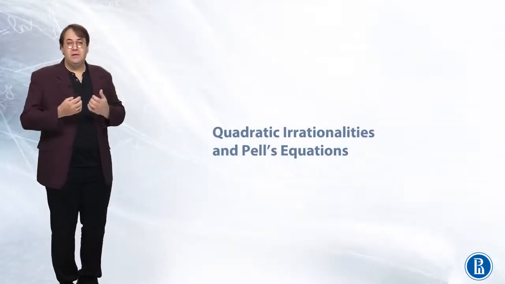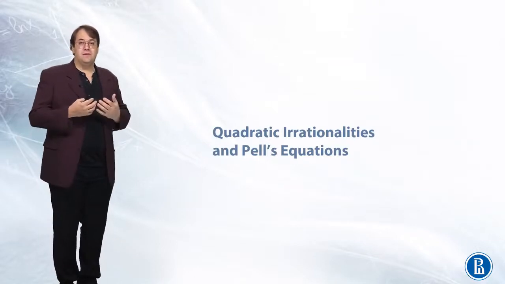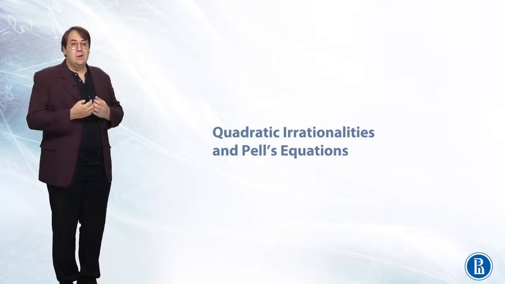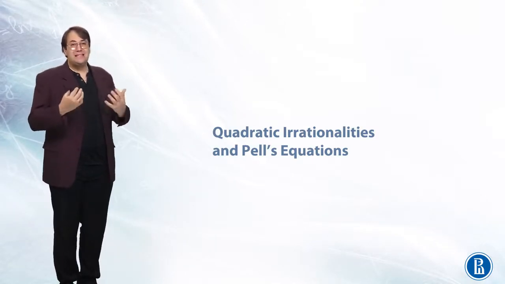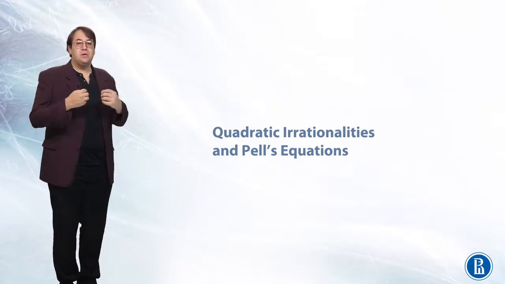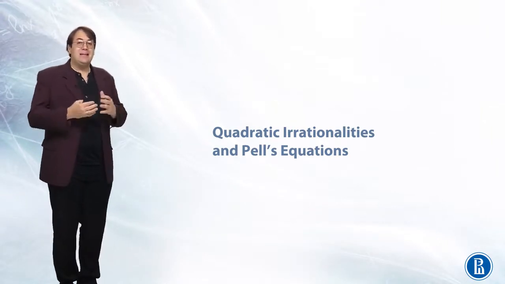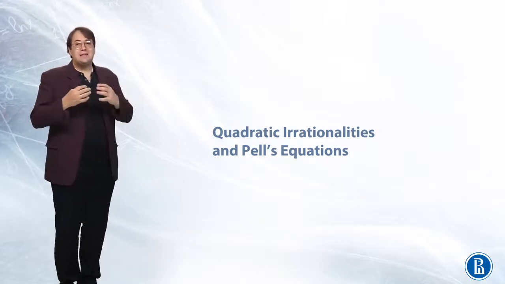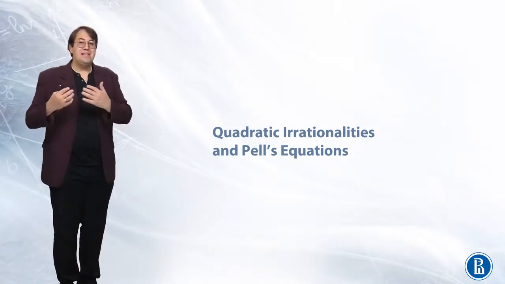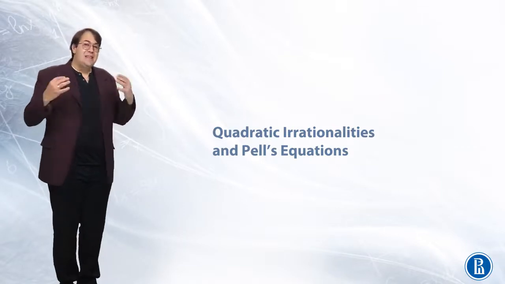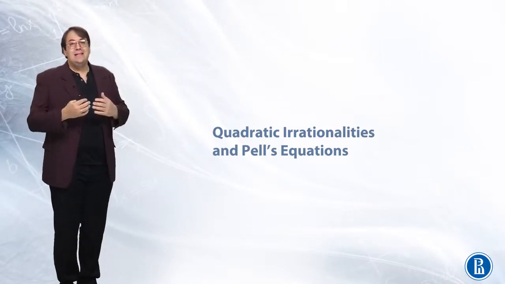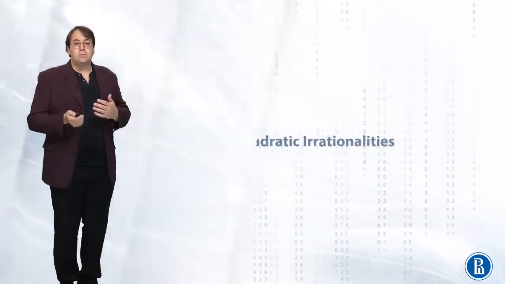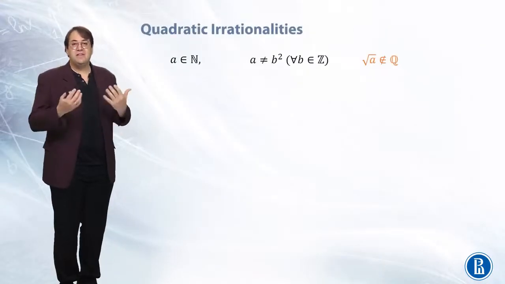In this video, we begin our study of quadratic irrationalities, which will lead us to Pell's equations. Well, you might have already noticed that there are different types of quadratic irrationalities. There are integer irrationalities with integer coefficients and rational irrationalities with rational coefficients. Well, within this lesson, we will deal with integer quadratic irrationalities. So let's begin with the definition.